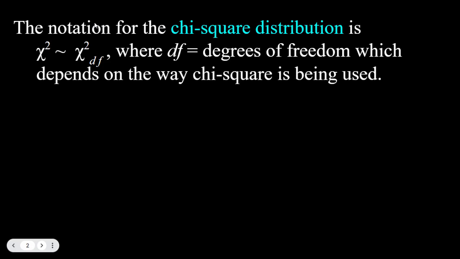The degrees of freedom depends on the way that the chi-square distribution is being used. So we will need to know, just like in the t distribution, we would have to know the degrees of freedom. We'll have to know that degrees of freedom also in the chi-square distribution.